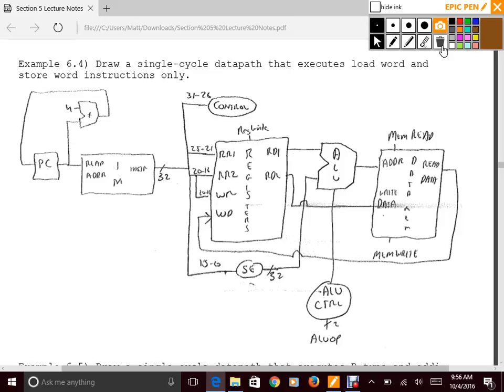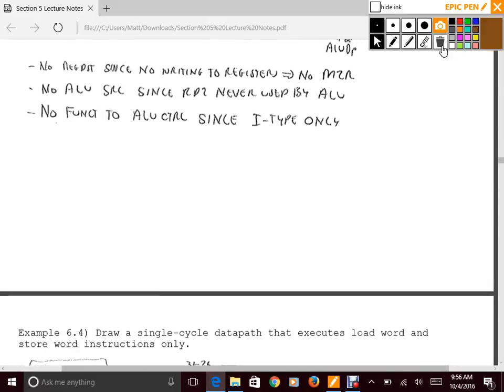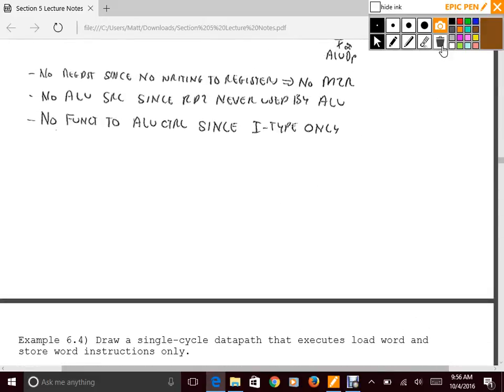Oh, and then y'all want to pay attention to me. All right. So it's load word and store word, right?